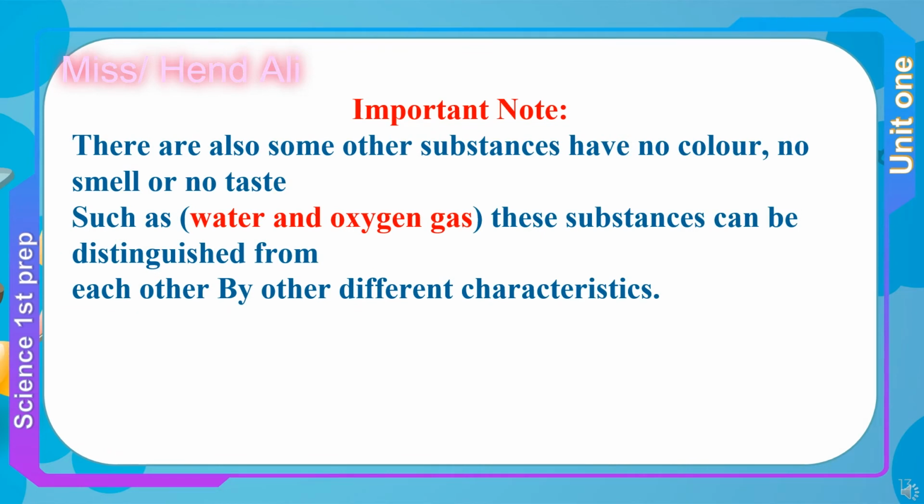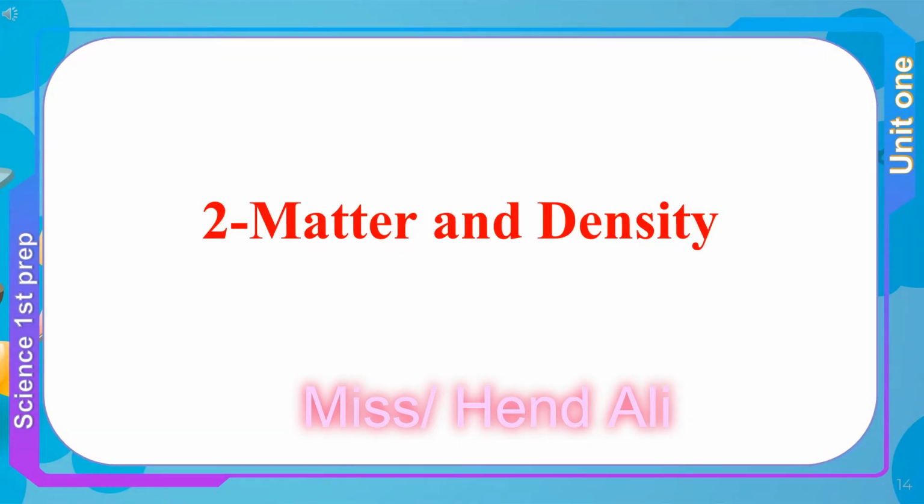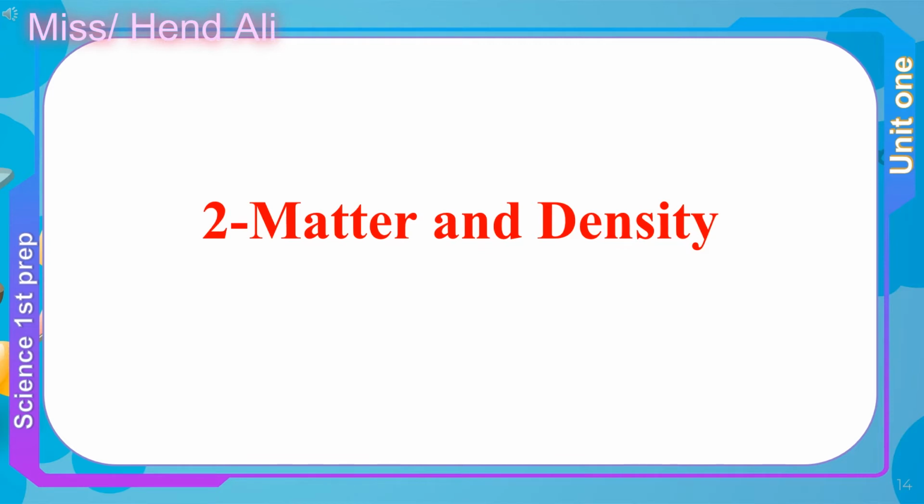Okay, you have to notice that there are substances that have no color, no smell, and no taste, such as water and oxygen gas. Okay, how can we differentiate between them? We can differentiate between water and gas, or anything that has no color, no smell, and no taste, by other different characteristics. Now let's move to the next physical property, which is density.